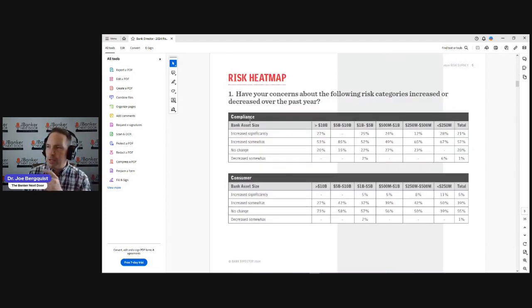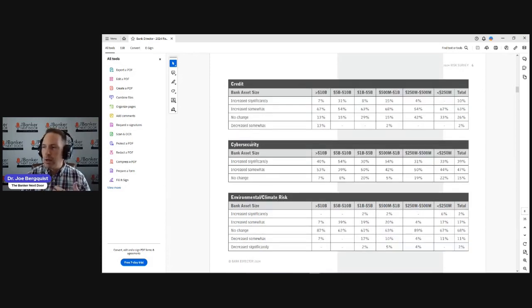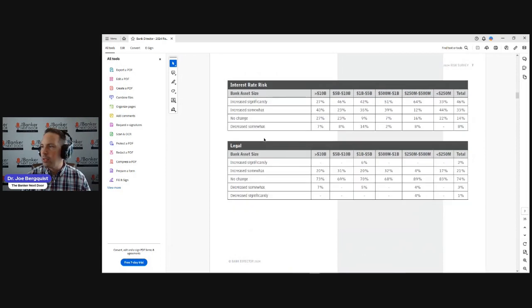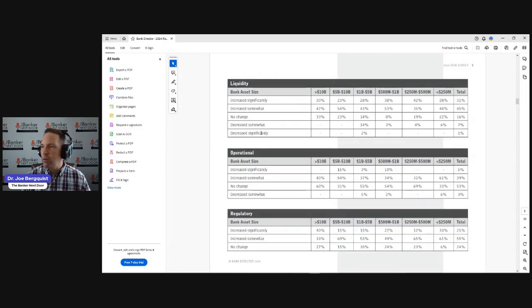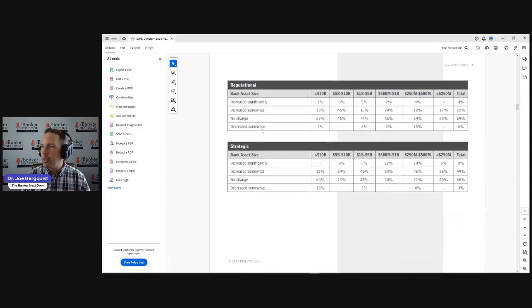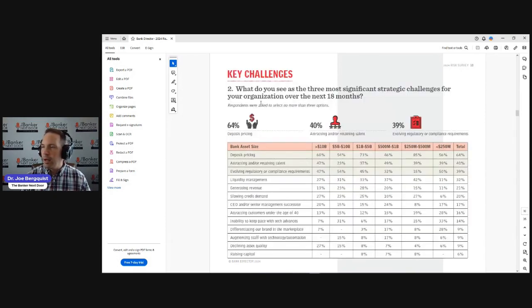Now, we go into the risk heat map, where they start asking questions, and you get compliance, consumer, and then it breaks it down by bank asset size, credit, cybersecurity, environmental climate risk, interest rate risk, legal, liquidity, operational, regulatory, reputational, strategic. Key challenges: what do you see as the three most significant strategic challenges for your organization over the next 18 months? Deposit pricing, attracting and or retaining talent, and evolving regulatory or compliance requirements.